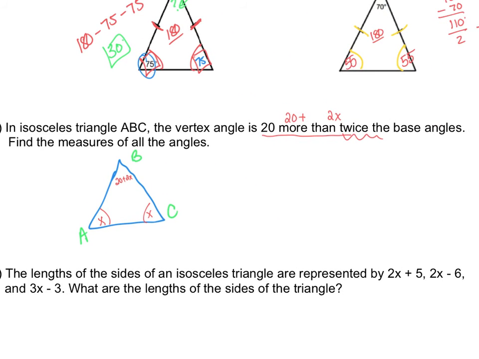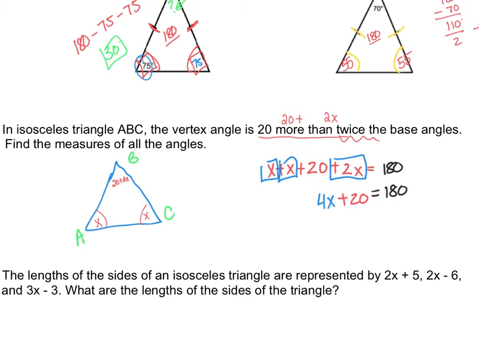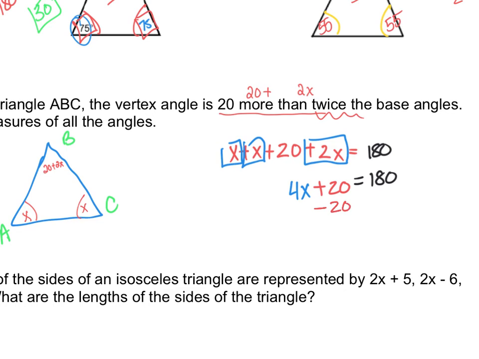I want to find the value of each of those angles, so what I'm going to do is take each of those angles, add them up, and set them equal to 180. So I have x plus 20 plus 2x equals 180. So combine those like terms. x plus 2x is 4x, plus 20 equals 180. I now need to get rid of that 20, so I'm going to take away 20 from both sides of my equation.